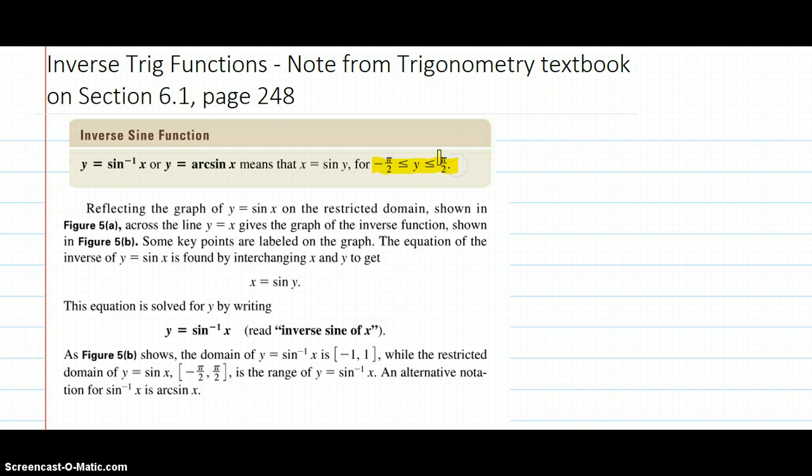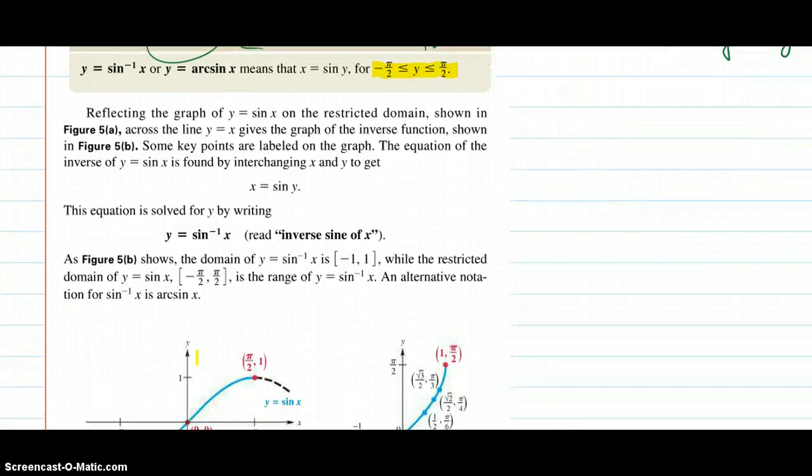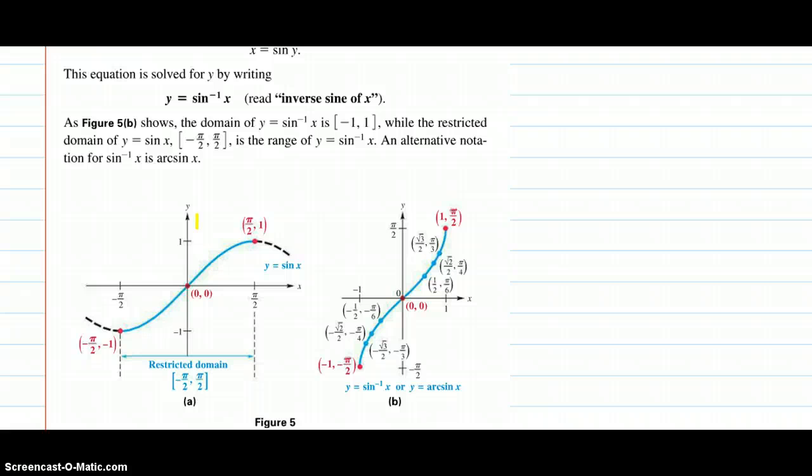This range is really important. So what is this? Well, if you take our normal y equals sine x and you switch the x and the y, that's our inverse function. The reason they call it a function is important: that means for each x there is only one y. That's what function means. So that's why the range has to be limited.